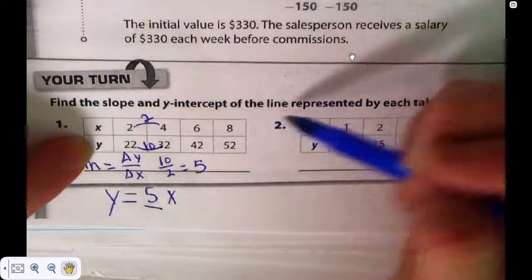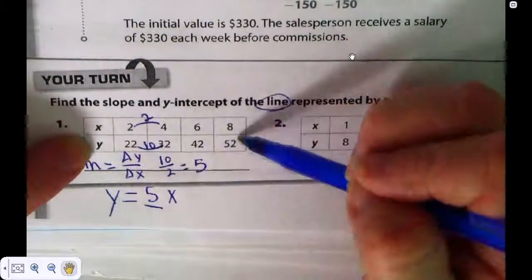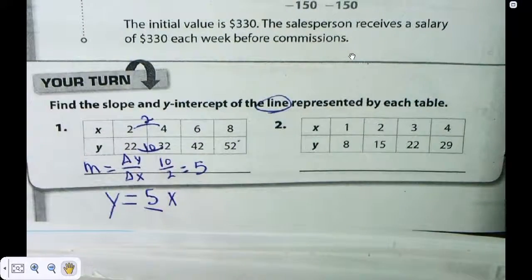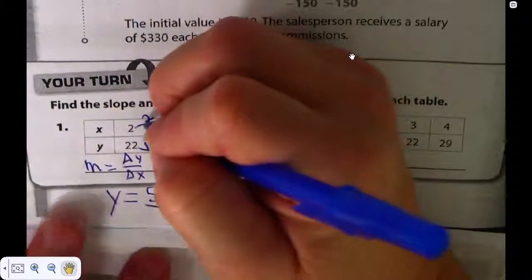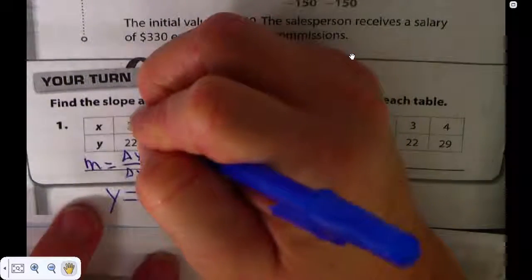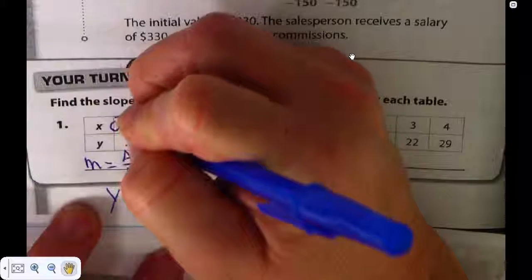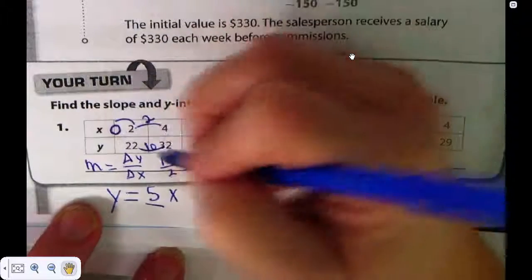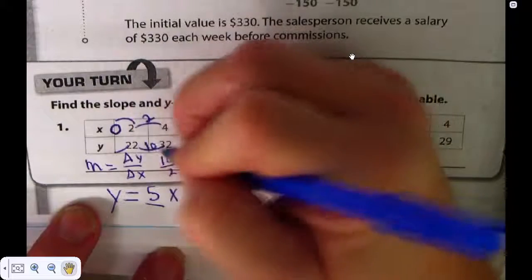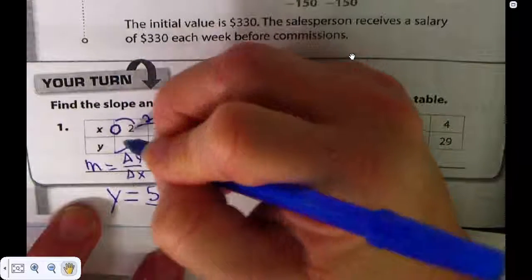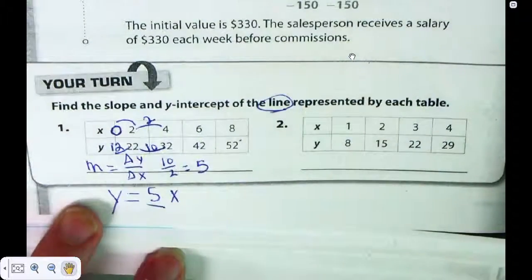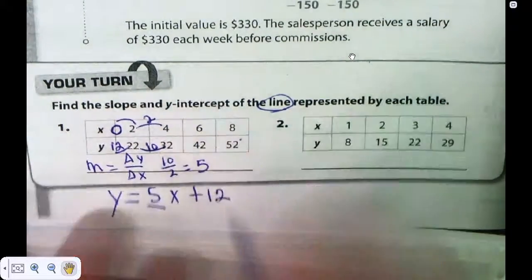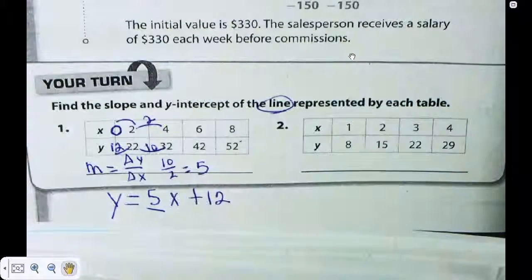Now, they're telling us it's a line, so we don't need to do all of them. We just need to do one, because we already know it's a line. It's got a rate of change. It's got a slope. But let's use their method and back up. If I back up 2, I'm going to get 0 for x. I'm counting my 10s on the bottom, so I'm going to back up 10 and get 12. So it's going to be plus 12. The y-intercept is 12.